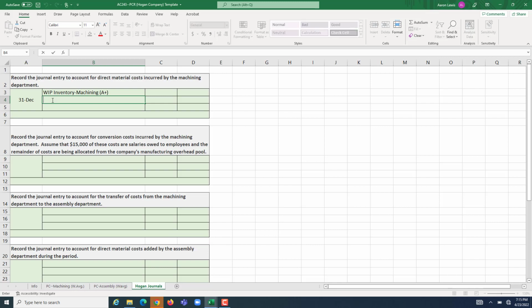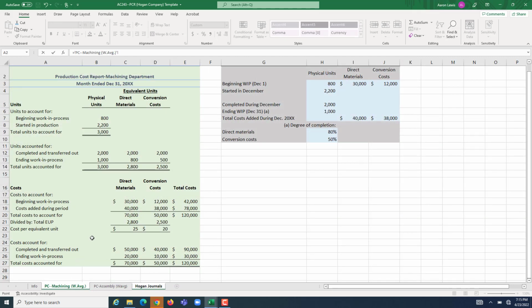We are using direct materials, which means they have to come out of our raw materials inventory. Somebody took those pieces out of storage to make parts within the machining department. So we have a credit to raw materials inventory. For how much? Well, it's for whatever amount of raw materials were used during the period in production within the machining department. And we have that information. So I'm just going to hit equals where we know this debit's going to be, and I'm going to go to my PCR for the machining department. And in here we see that costs added during the period for direct materials was $40,000.